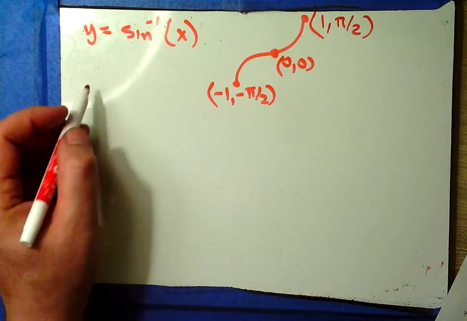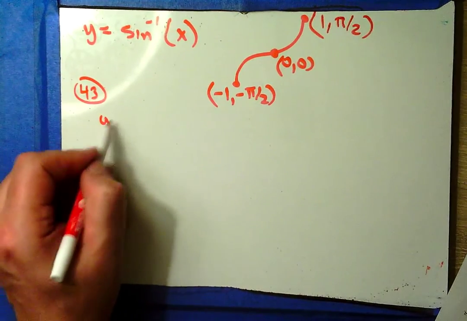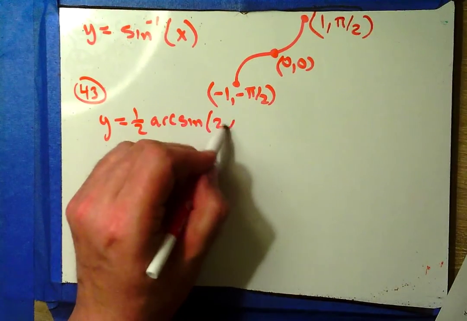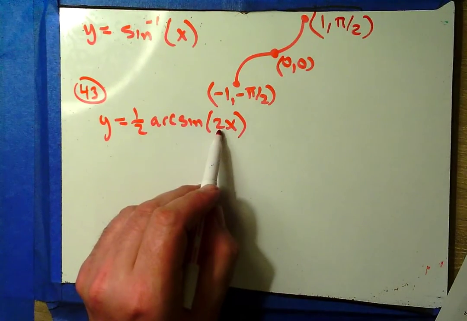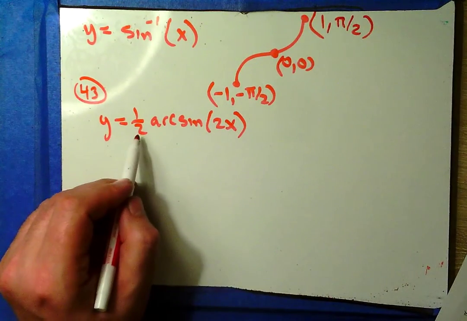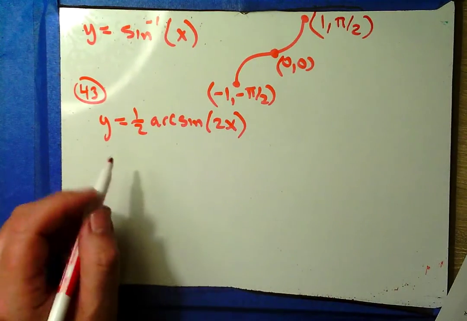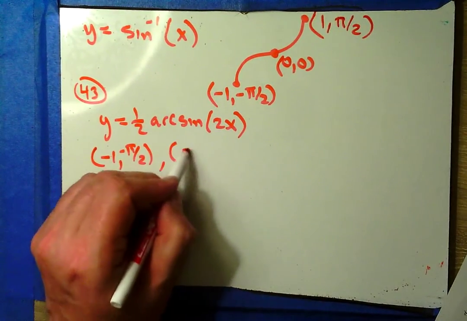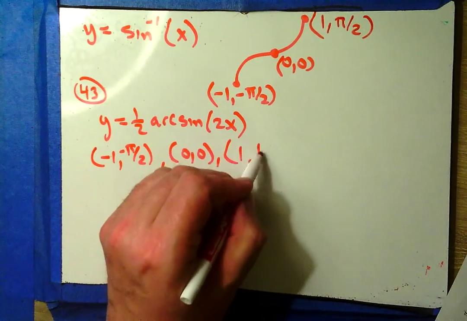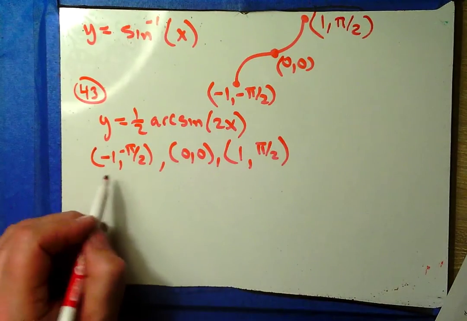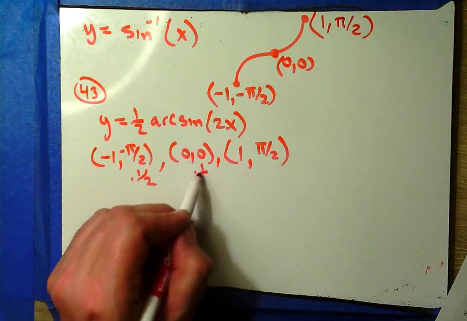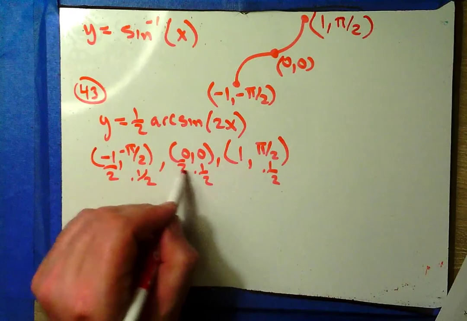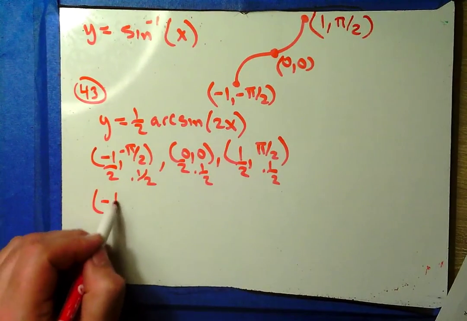Okay, so what are we looking at for number 43? I've got y equals 1/2 arc sine 2x. So I've got an x transformation, I divide the x's by 2. I have a y transformation, I multiply the y's by 1/2. The reference points are negative 1, negative pi over 2; 0, 0; and 1, pi over 2. I'll start by multiplying the y's by 1/2, and then I'll divide the x's by 2. So I end up with negative 1/2.